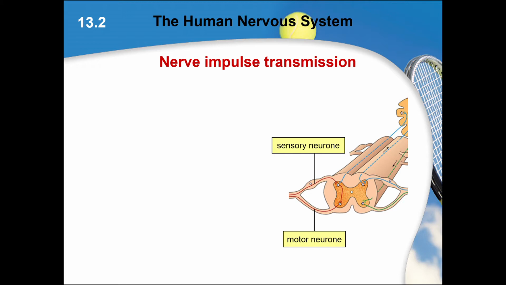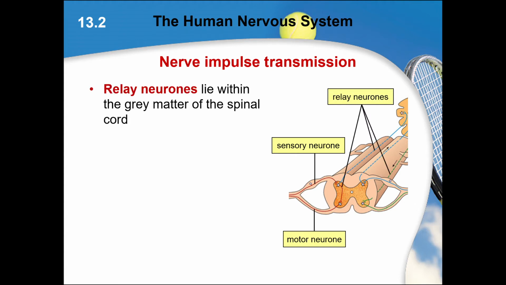For example, someone taps you on the back and calls your name. You feel someone touching you and you turn to respond. Alright, so that whole process of responding involves nerve impulse transmission.